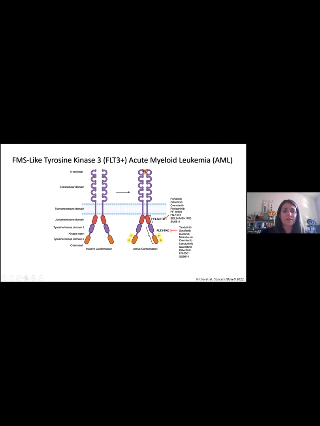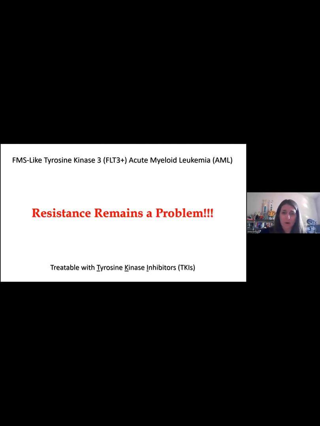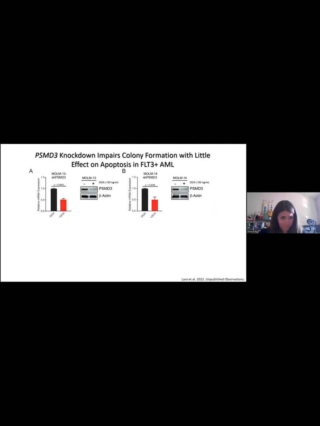Well, similar to BCR-ABL, FLT3 is a constitutively active tyrosine kinase when it is mutated in AML. And similar to CML, it is also treatable with tyrosine kinase inhibitors that target FLT3. However, resistance is a problem, and up to 60% of patients could either have adverse events or drug resistance.